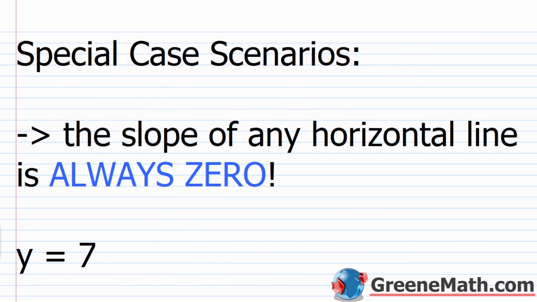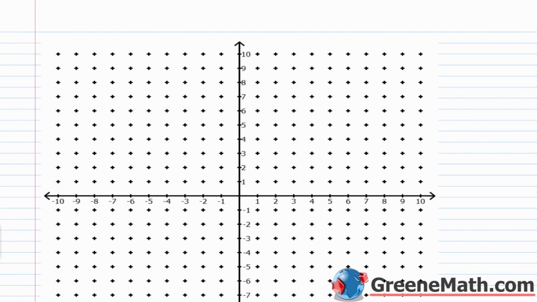All right, let's talk about some special case scenarios. The slope of any horizontal line is always 0. So you have something like y equals 7. So you'll recall graphically, I just find 7 on the y-axis, and I draw a horizontal line. That's how I graph that. Okay, so this could be my graph for y equals 7.